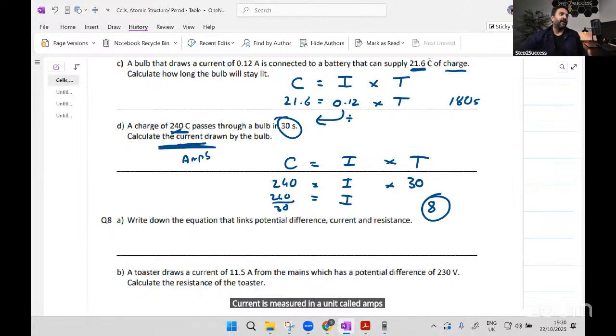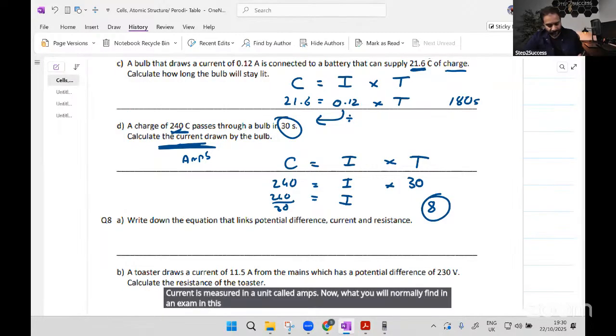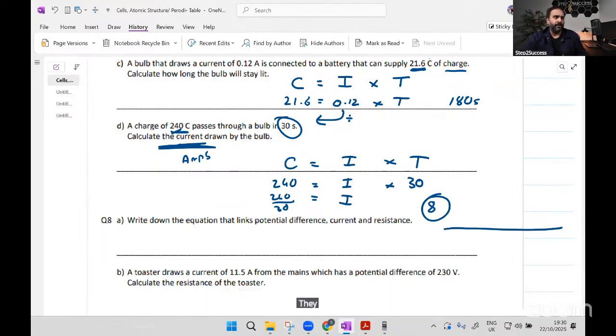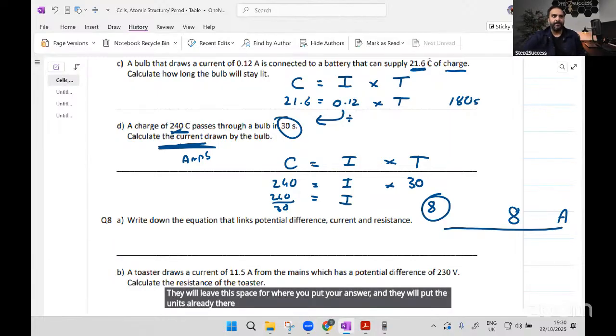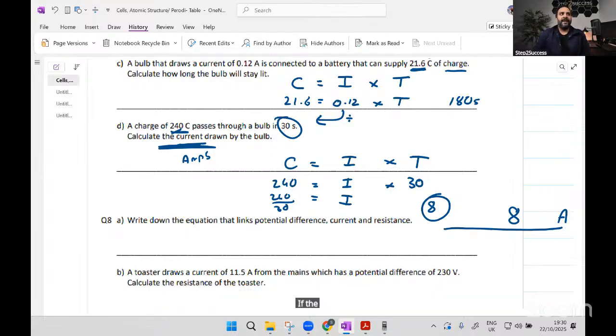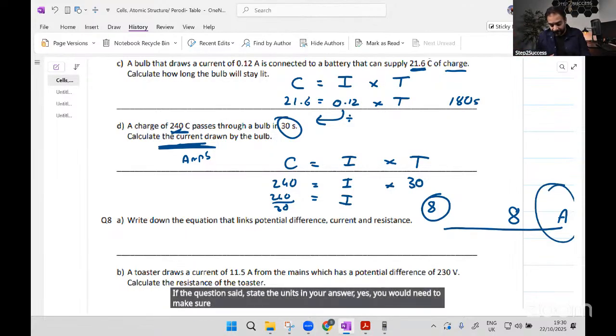Now, what you will normally find in an exam in this kind of question, they will leave this space for where you put your answer, and they will put the units already there. So you just need to put the number. If the question said state the units in your answer, yes, you would need to make sure that wouldn't be there, and then you would need to state the units.